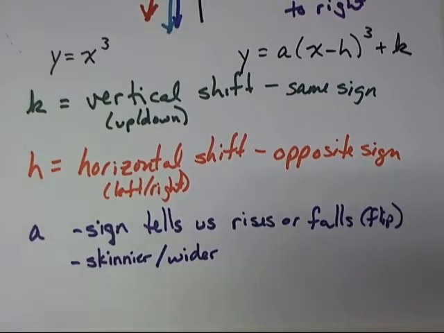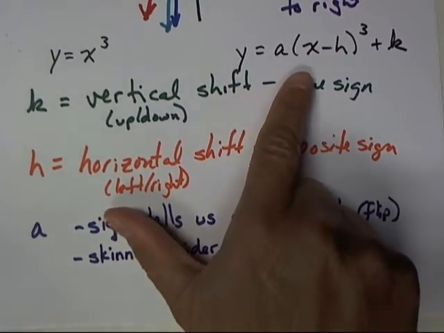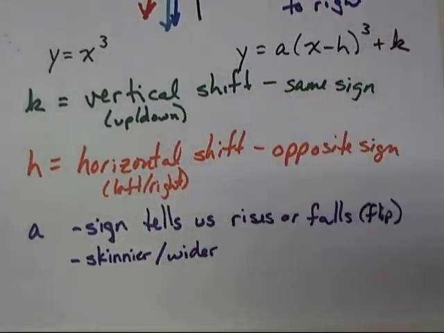So what's the conclusion we can draw from this? Whenever we are in a generic form of y is equal to a times the quantity of x minus h to some power, in this case cubed, plus k, the k is always a vertical shift for us. It tells us whether we're going up and down, and we keep the same sign. So if it's a plus 3, we go up 3. If it's a minus 3, we go down 3.